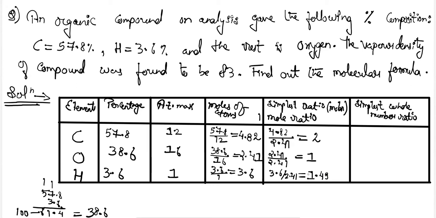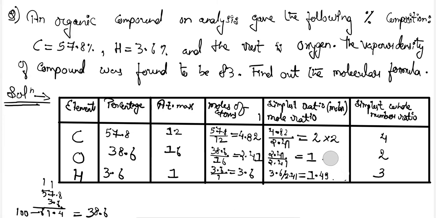So here we can see that 1.5, 1 and 2 are there. A decimal is there, so I can convert this decimal into a whole number by multiplying it with 2. But if I multiply it with 2, then I have to multiply all the others with 2 as well. Then the simplest whole number ratio will become 4, 2 and 3. How have I chosen what to multiply?